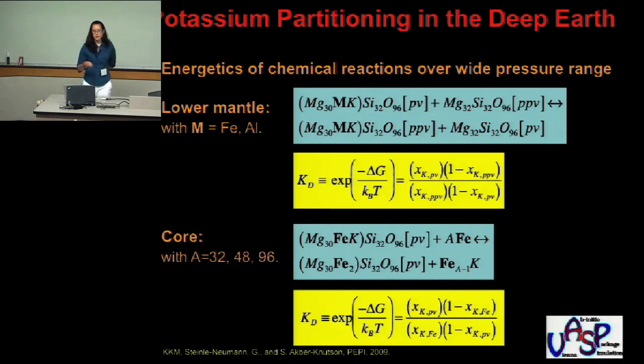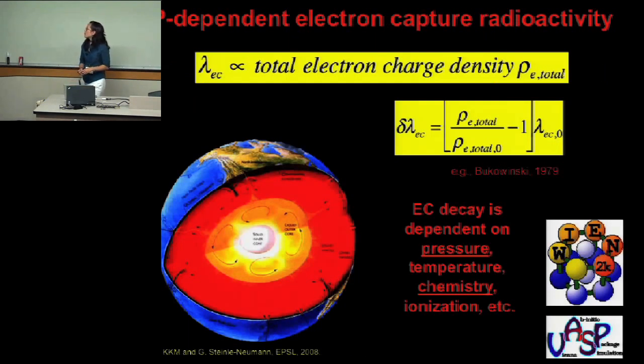So we take this a step further, and I'm really just giving you very brief highlights on the ways that we were using these calculations. Taking it a step further in terms of potassium, and potassium being important for the Earth because of potassium-40 and its long-lived radioactivity, so the heating that it provides for the Earth. We also decided to explore something that had been explored many years prior to this, and that was the pressure dependency on electron capture radioactivity, of which potassium-40 decays partially by electron capture.